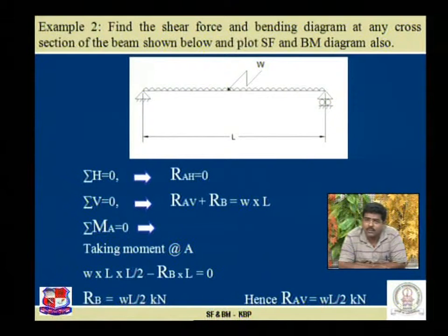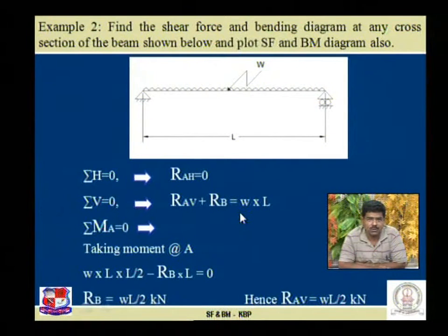By substituting the value of RB in the equation RAV plus RB is WL, we can achieve RAV is equal to WL by 2. So using the equilibrium conditions, we are able to find out the support reactions. So the support reactions are known to us, and our intention right now is to plot the shear force and bending moment diagram.